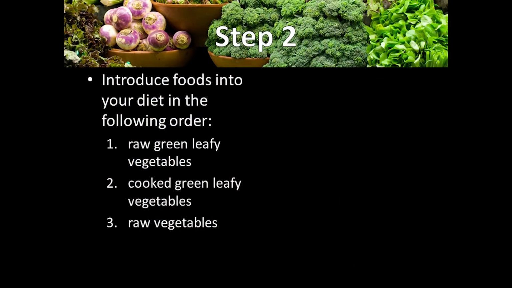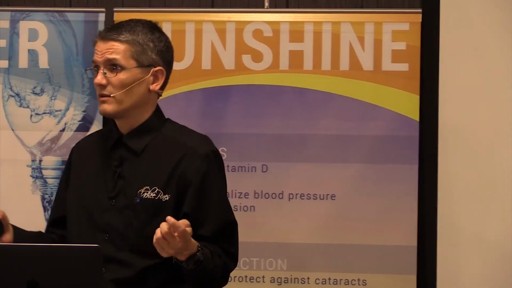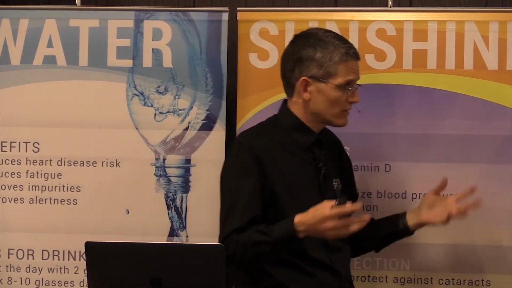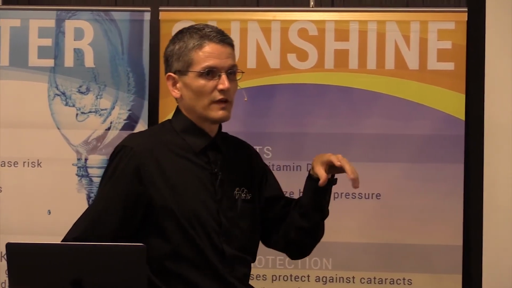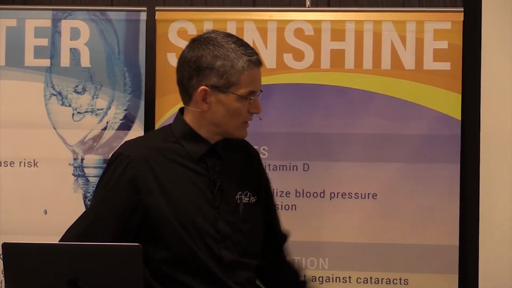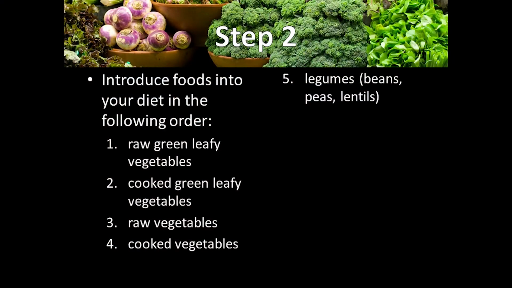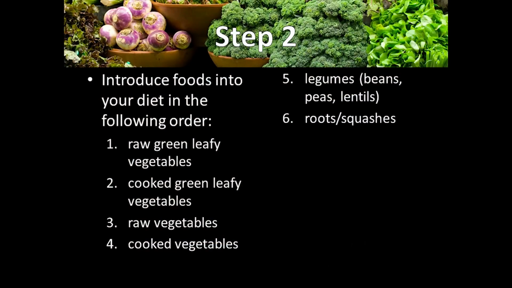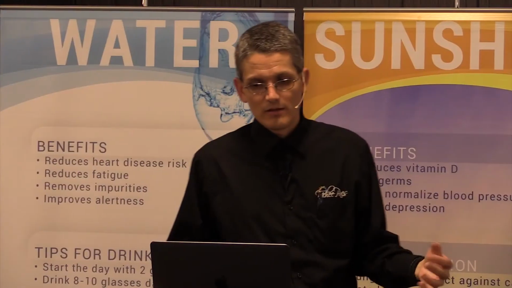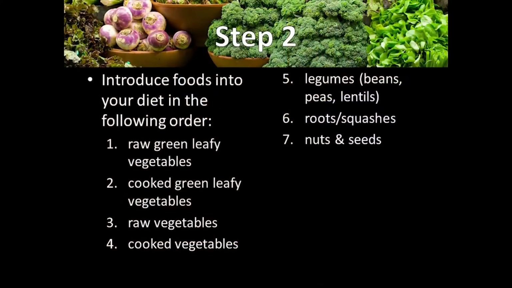You can add in some tomato, and add in some cucumber, and add in some broccoli and cauliflower and other things like that, your raw vegetables. Right? And then the next day, if fasting blood sugar levels are still below 90, well, you can add in cooked vegetables and everything else as well. And the following day, well, you can add in legumes, beans, peas, or lentils. And then you can add in roots and squashes. And then you can add in nuts and seeds.